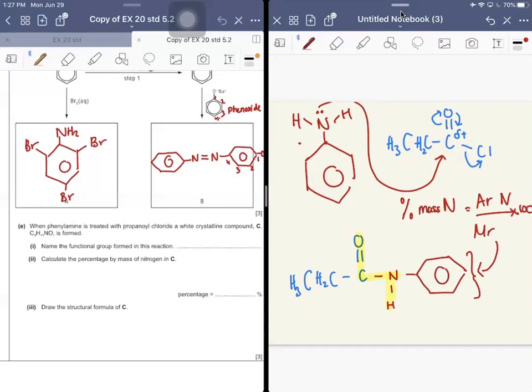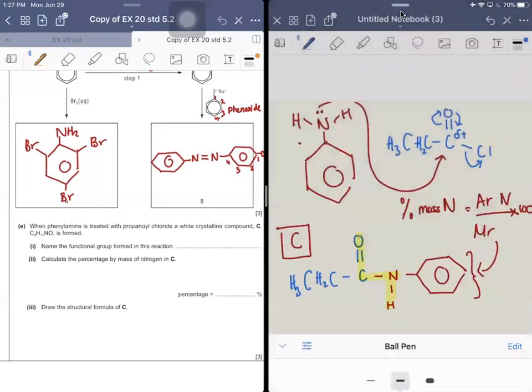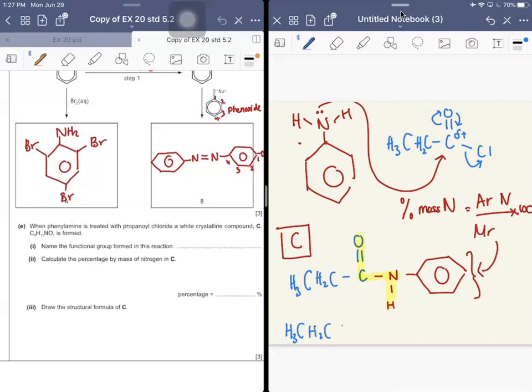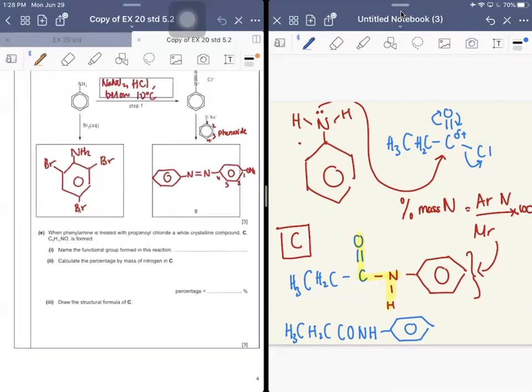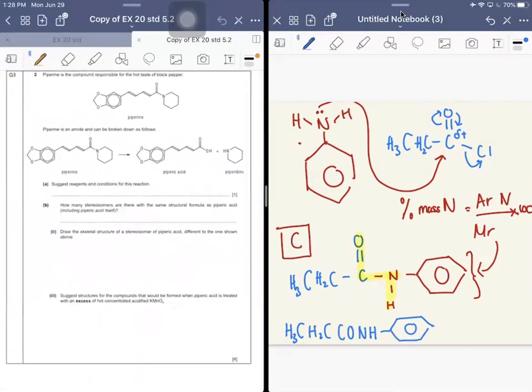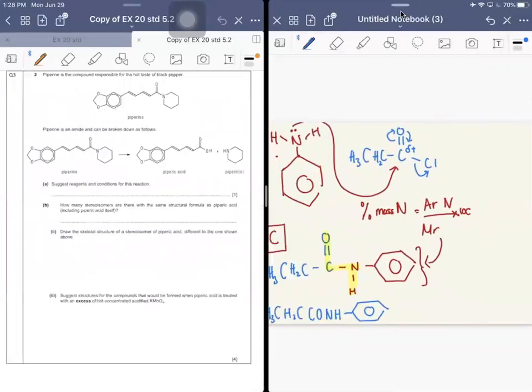Draw the structural formula of C. Now this is your product C, and for the structural formula you must not have any bonds. That means CH3, CH2, or rather H2C, CONH, and then for this one, you can actually draw the benzene ring, or you can write it as C6H5. So there's no problem with that. Right, moving on to the next question.